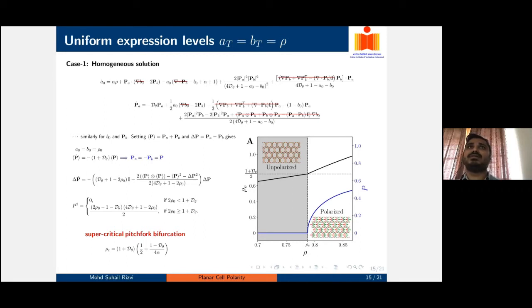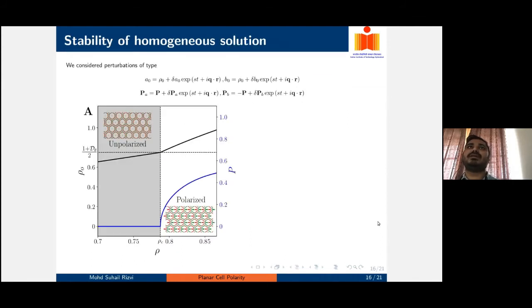So this is just a homogeneous solution, but we also have to look at whether this particular solution is stable or not. So I have not shown you in detail, but you can see that all of these solutions are stable in presence of any uniform perturbation. That is any perturbation which does not depend on the spatial coordinate.